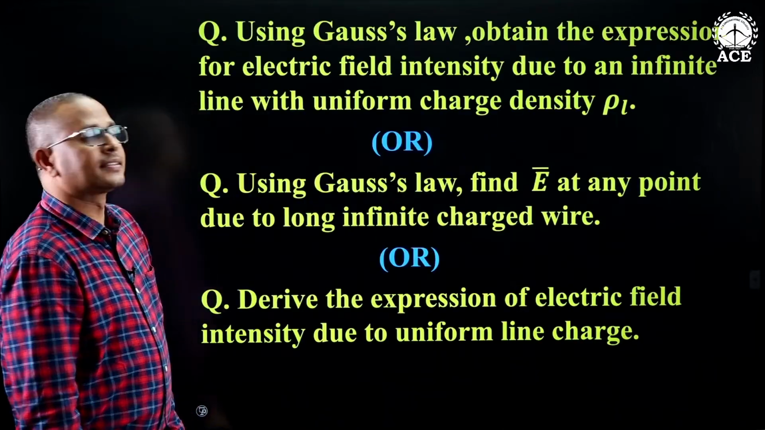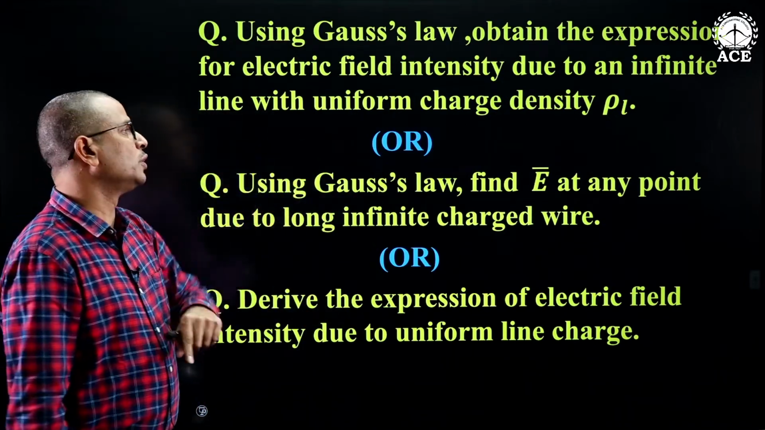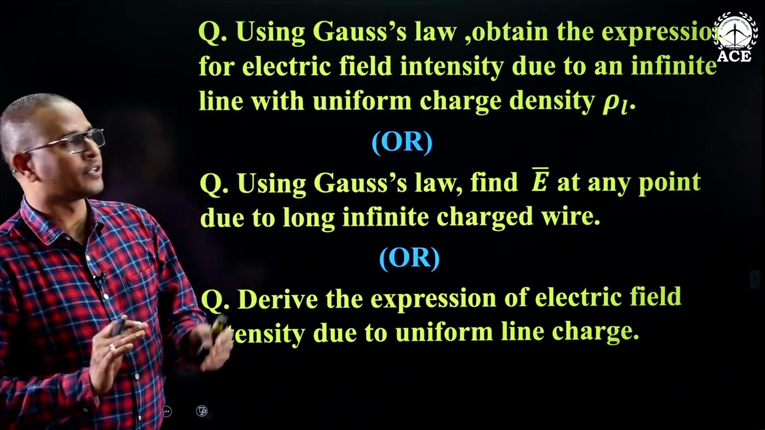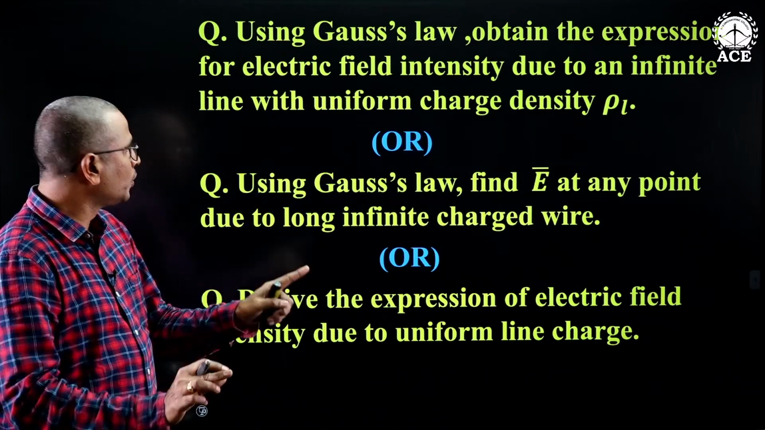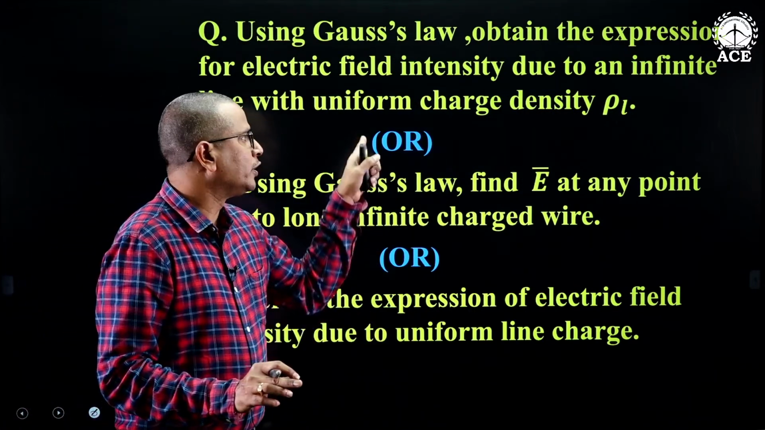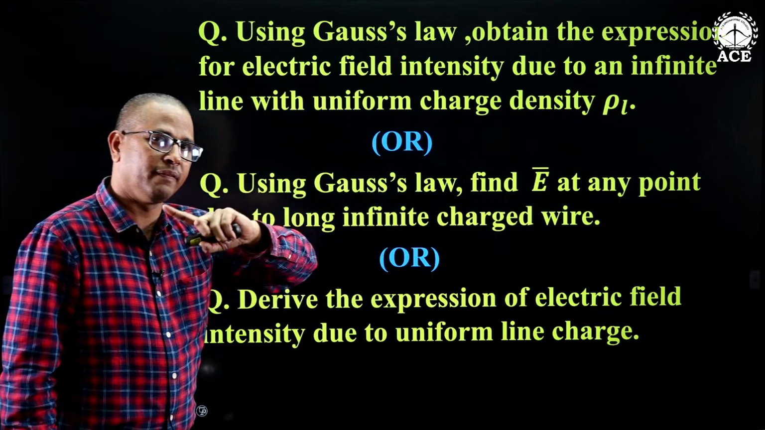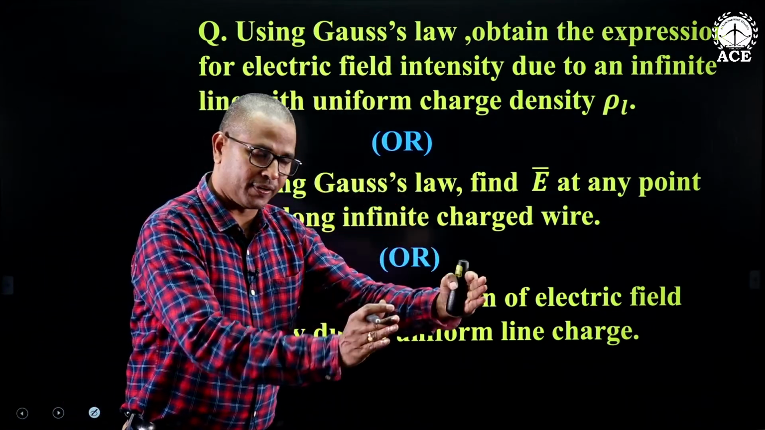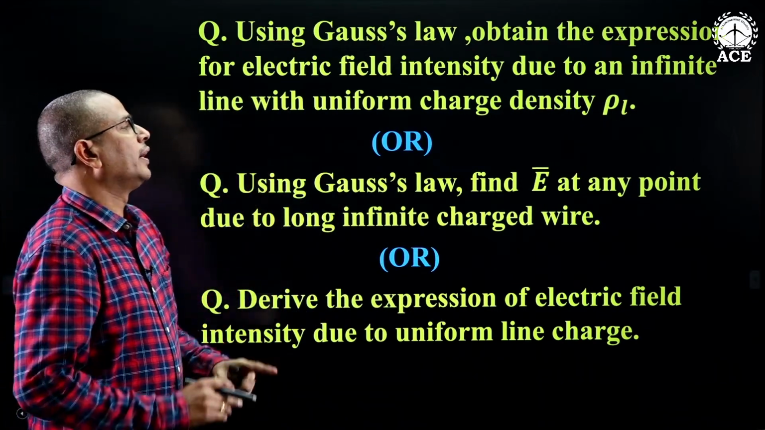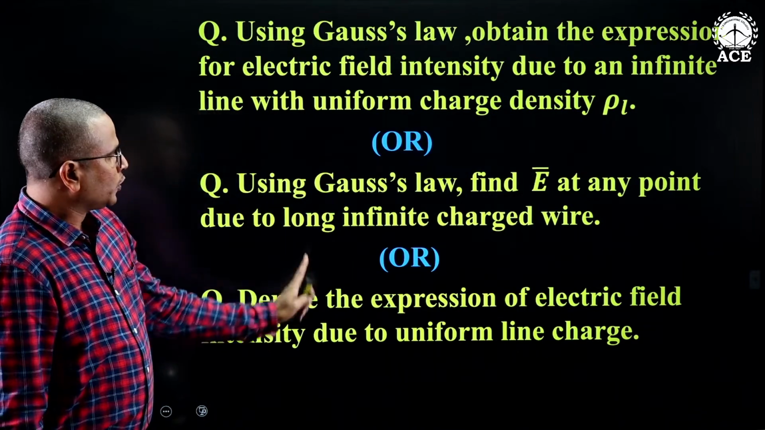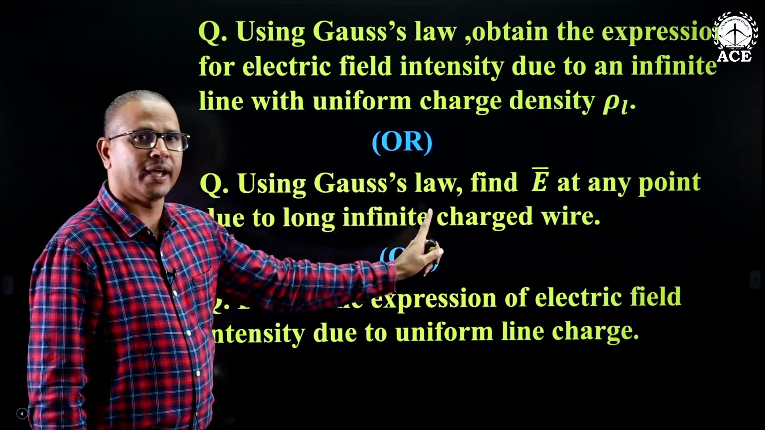I'm just giving you one example here, to compute electric field intensity. This is a question asked in various universities, all having the same solution. Look at the first one: using Gauss law, obtain an expression for the electric field intensity due to an infinitely long wire with uniform charge density rho L. Uniform means the charge density is the same everywhere on the line. If the charge density is different at different points, then the charge distribution is called non-uniform. Anyway, they have given a uniform charge distribution. Using Gauss law, find E at any point due to a long infinite charged wire.